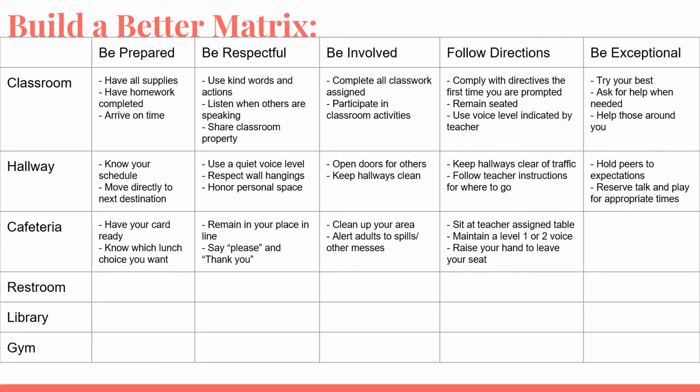Following directions in the cafeteria is going to be sitting where the teacher assigned the table. Maintaining a level 1 or 2 voice. That means you're either whispering or you're talking at a very normal low level. It also means that you're going to raise your hand before you leave your seat. Being exceptional in the cafeteria means that you're cleaning up trash that isn't even yours, and you're helping peers who you see struggling.